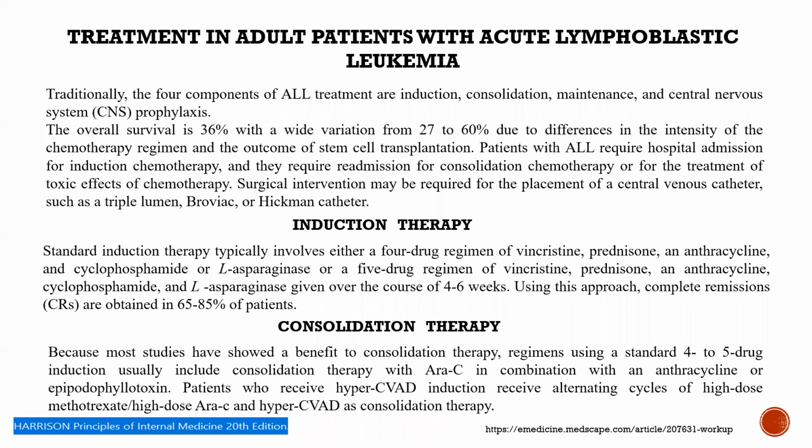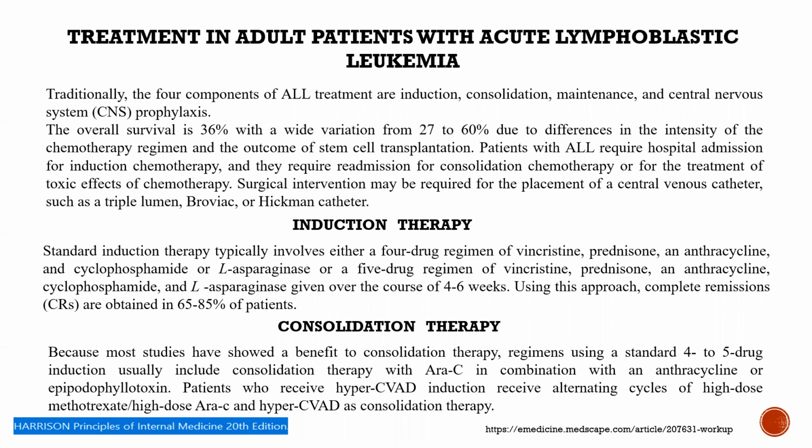Standard induction therapy typically involves either a 4-drug regimen, vincristine, prednisolone, anthracycline, and cyclophosphamide or L-asparaginase, or a 5-drug regimen of vincristine, prednisolone, anthracycline, cyclophosphamide, and asparaginase given over the course of 4 to 6 weeks. Using this approach, complete remission is obtained in 45 to 85% of patients.